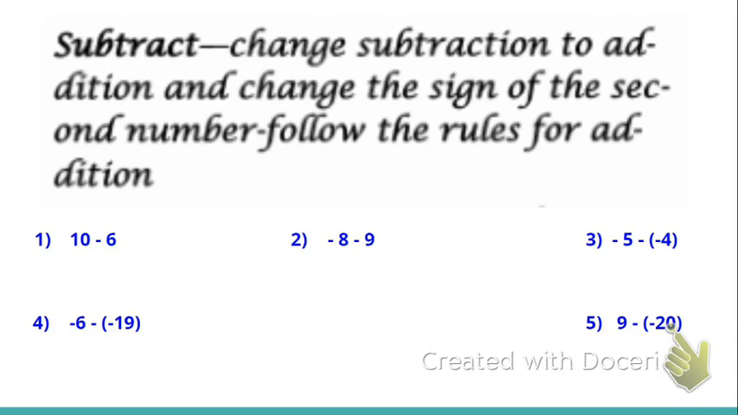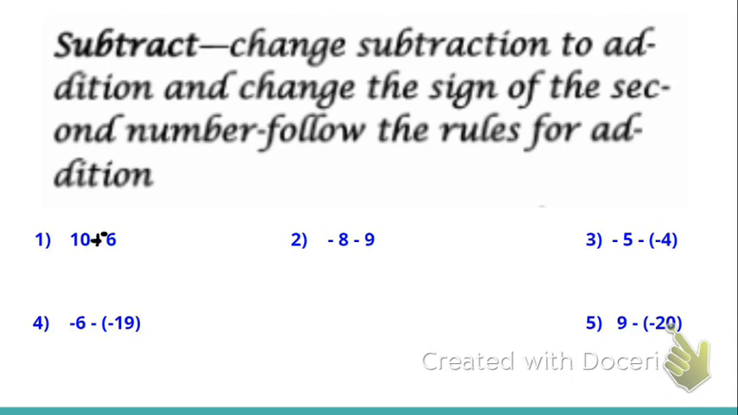I just want to practice for a minute what it looks like to change those two signs. So we have 10 minus 6. By the way, what is 10 minus 6? 4. Okay, so 10 minus 6 is 4. You know that. But if we were doing this the integer way, we would change subtraction to addition and change the sign of the second number. So we have 10 plus a negative 6. So positive 10 plus negative 6.